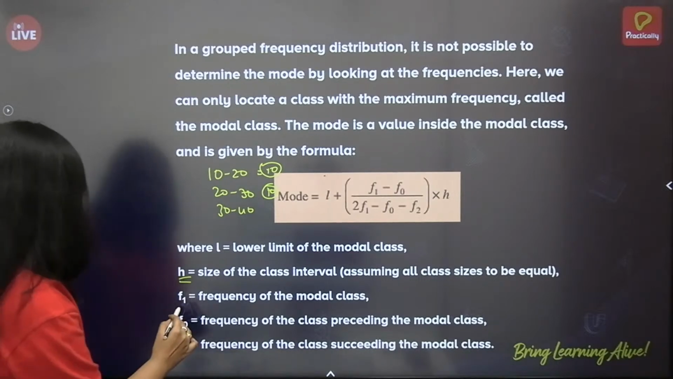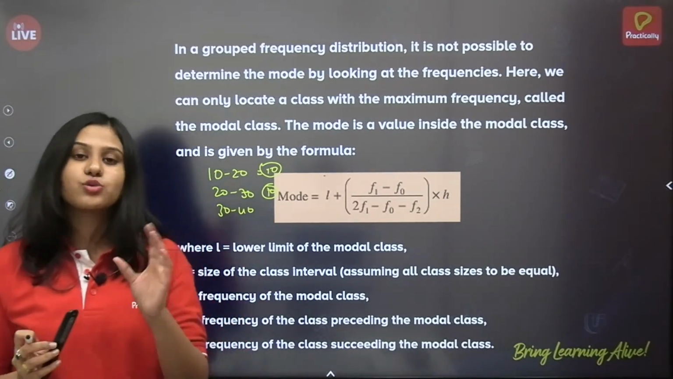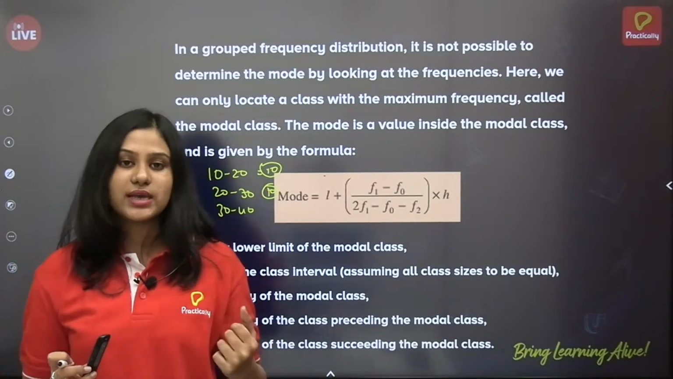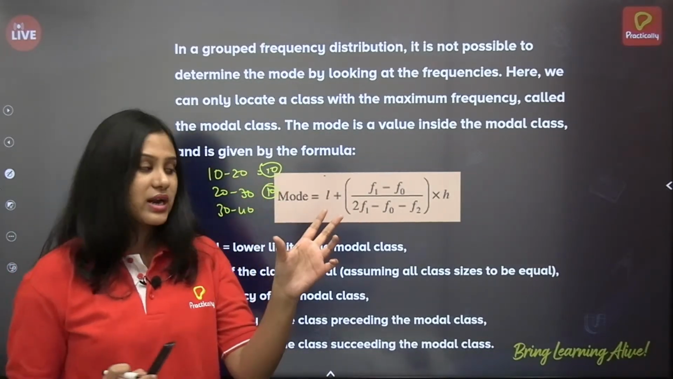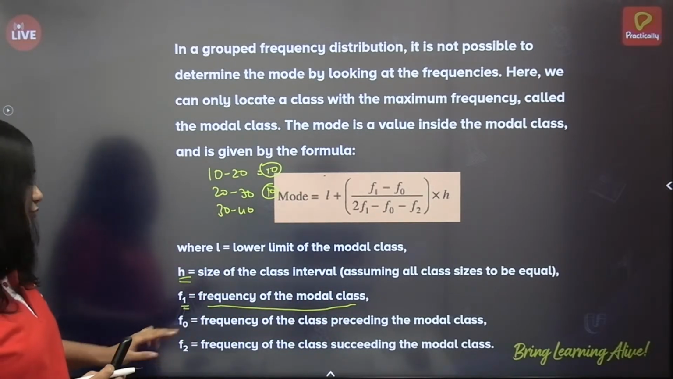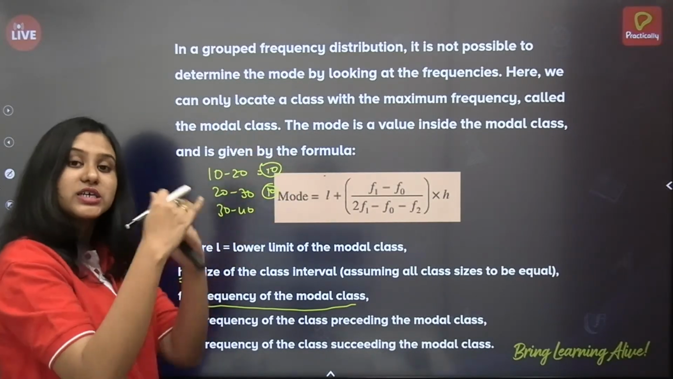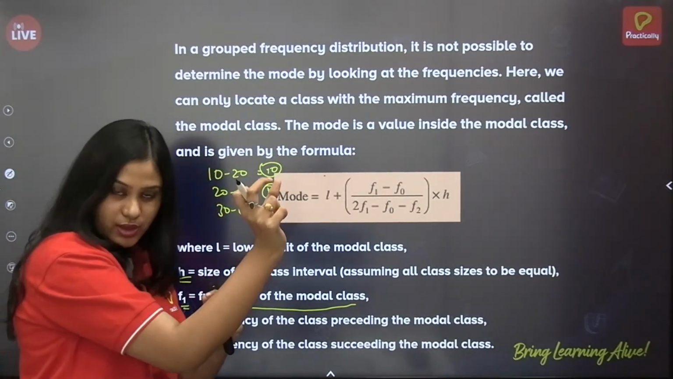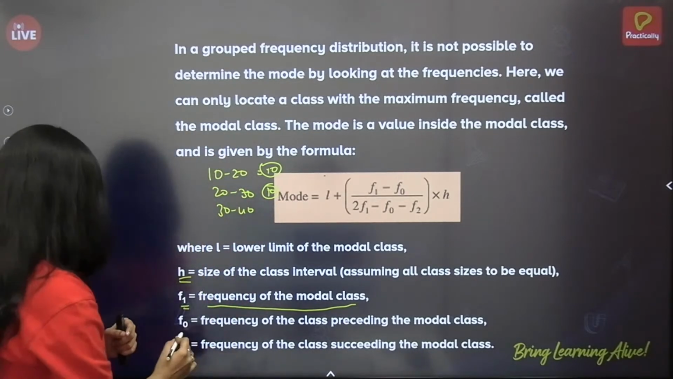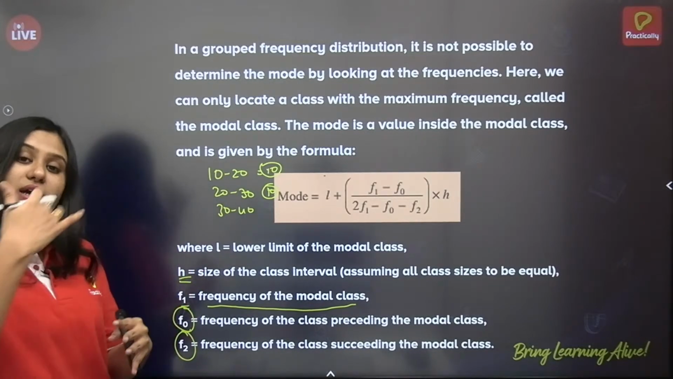Next, F1. What is F1? Frequency of the modal class. So first, what do we have to check? Which frequency is higher. Next, we have to check the modal class. We take F1, the frequency of the modal class. Next, F0, frequency of the class preceding the modal class. That is, before the modal class, whichever frequency is there, that frequency is F0. And what is F2? Frequency of the class succeeding the modal class.